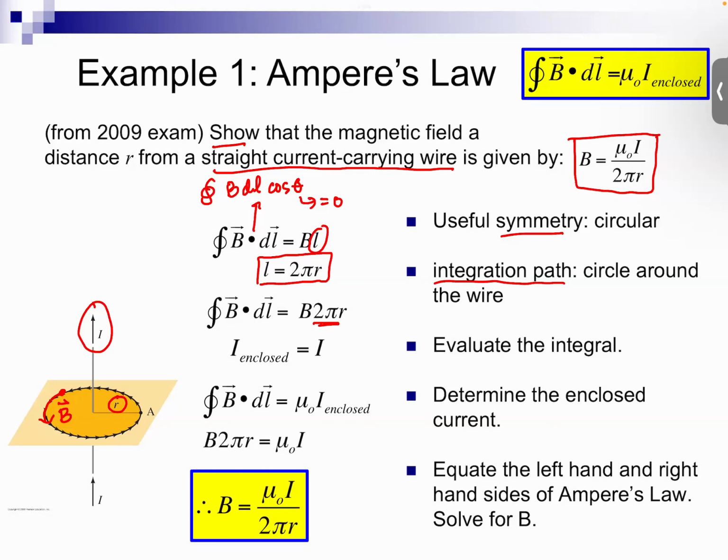Right. So r is variable. It depends on where you want to find the magnetic field, right? So if you want to find the magnetic field at this point, where, for example, r is equal to 2 meters, then you just change the value of r. So r is the radial distance from the wire to the point where you want to evaluate the magnetic field.